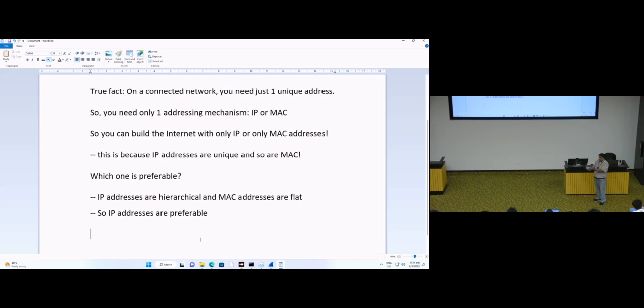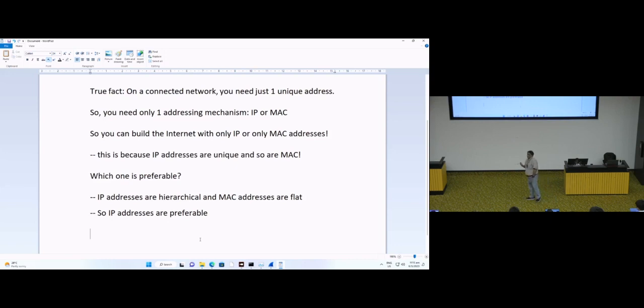I could build a network with just MAC addresses, and everything would work fine to a certain extent, except, as Benita said, my routing tables would become huge. 2 to the 48, I don't even know what that is. It's 2 to the 16 times 4 billion. So now it feels like we've gotten nowhere because we still haven't answered the question, why do we have 2? So for that, we've got to look at how.